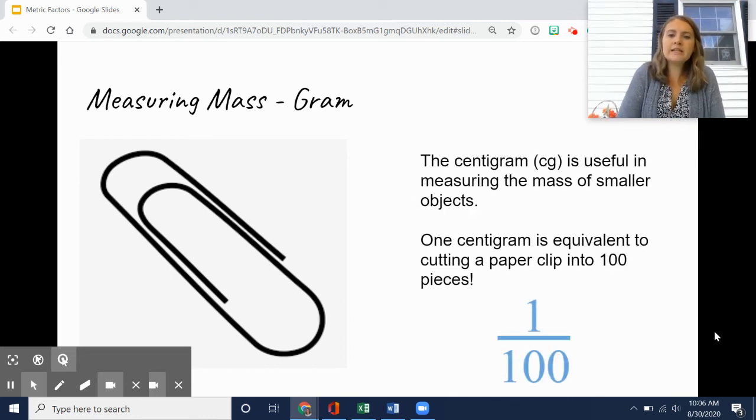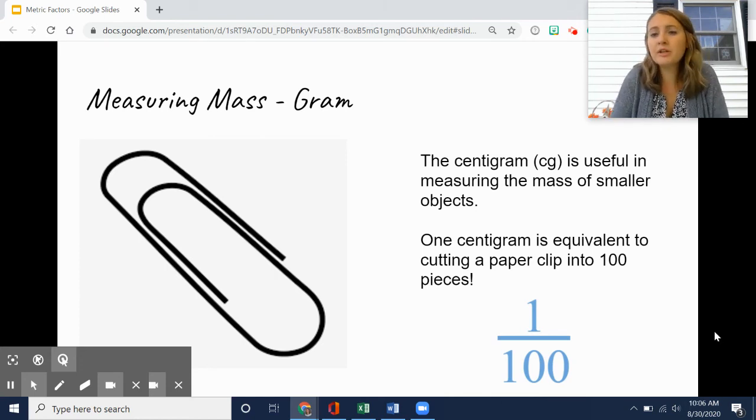And if I want to measure something even smaller than a gram, I can use what we call the centigrams. Again, this one's not used as much as the other units, but it's still helpful to know. And if you want to picture a centigram, you take a paper clip, you actually cut it into 1,000 pieces. One of those pieces would have a mass of a centigram.